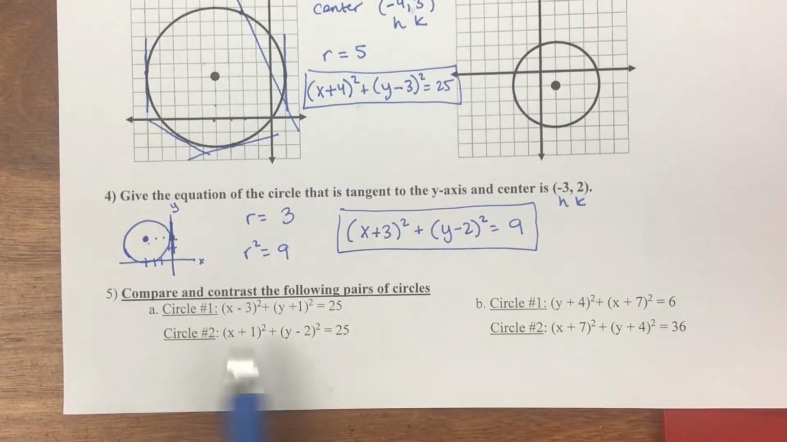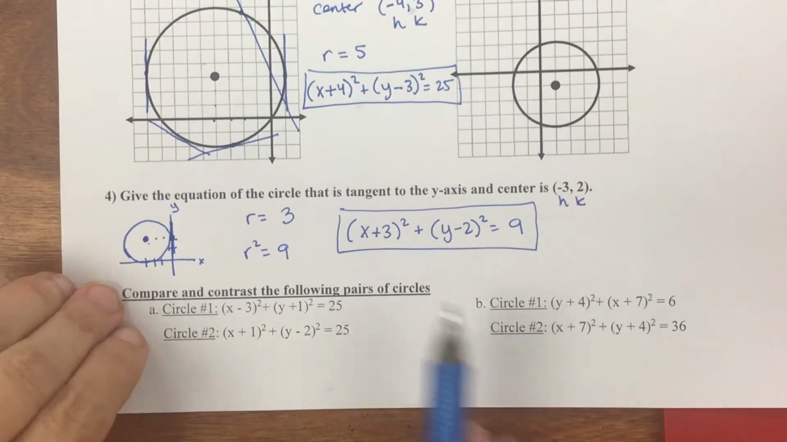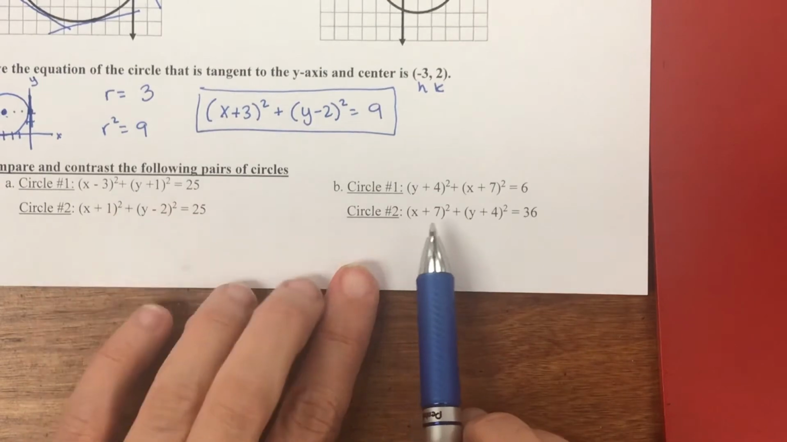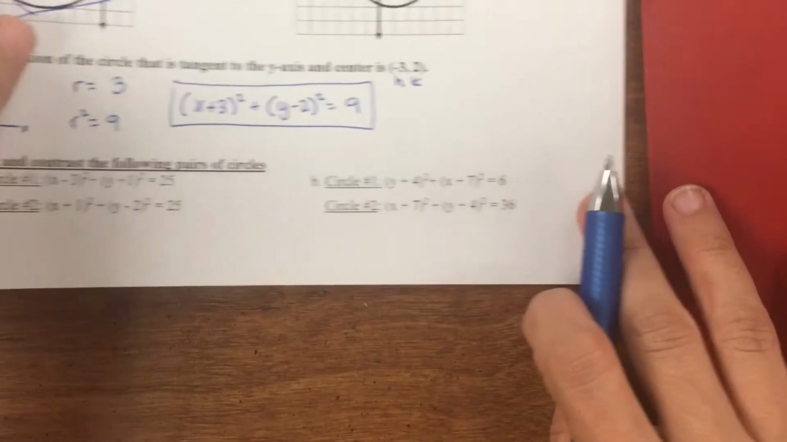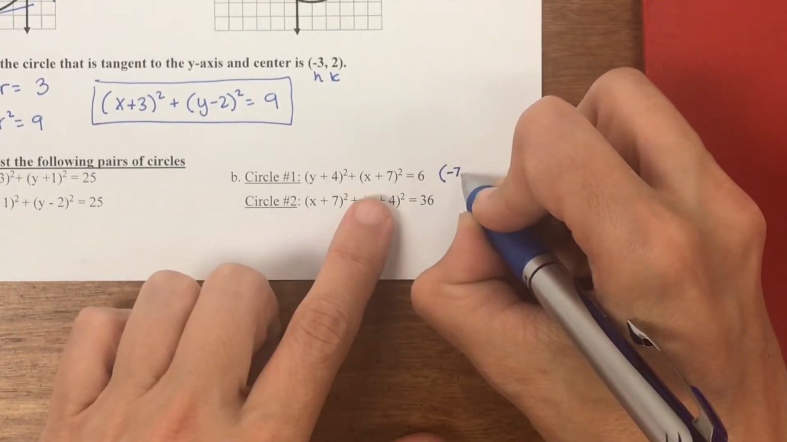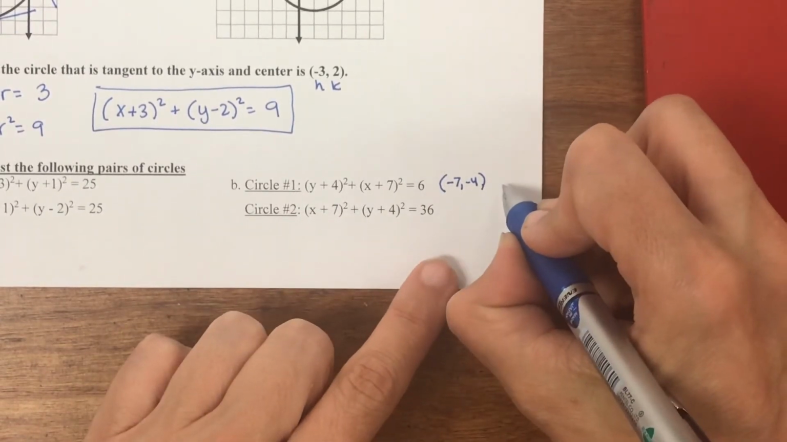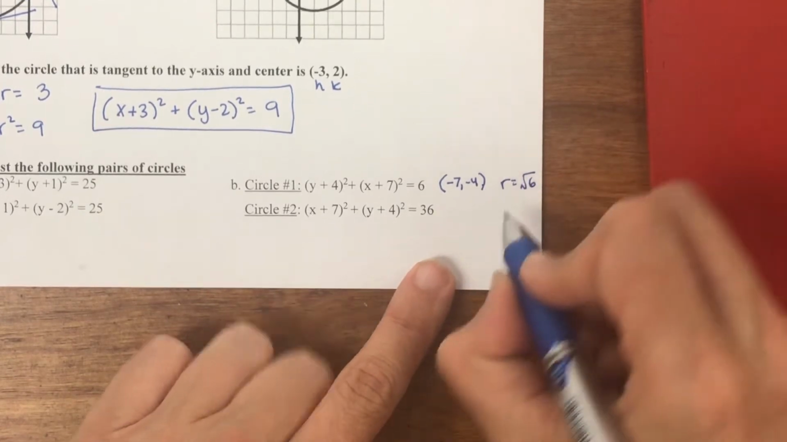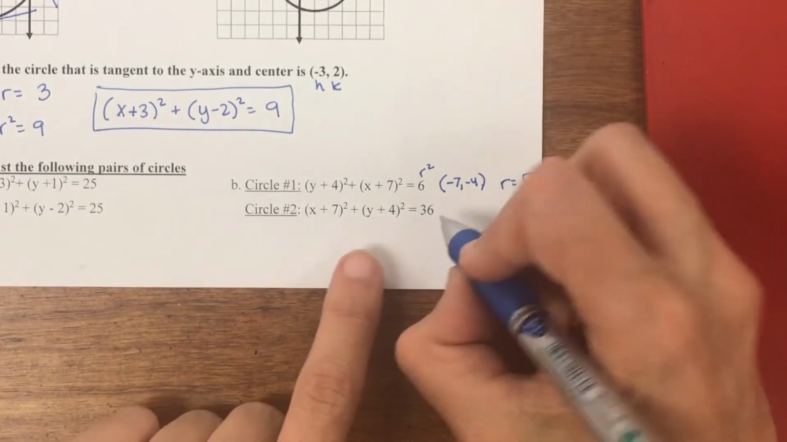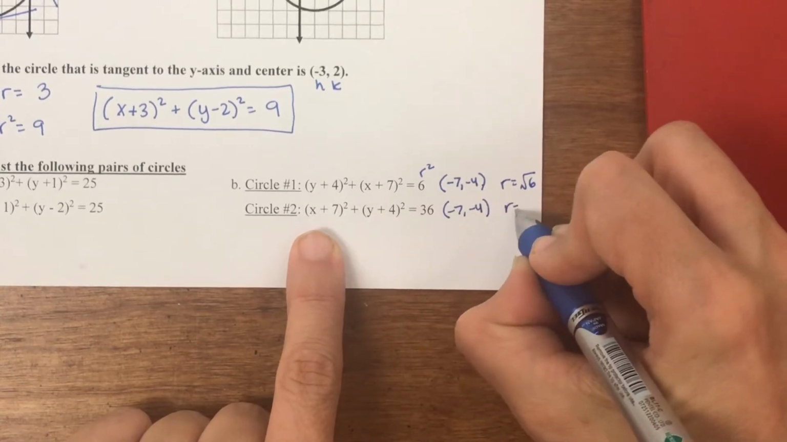All right, number 5 is asking us to compare circles 1 and 2 over here. Let's do part B together. In part B, what do we know? Let's write down some important information. I know the center of this circle is -7, -4. Again, be careful because they switch the x and y's on us. And my radius would be the square root of 6, because that's r squared, this is r squared. And my center here is -7, -4, and r equals the square root of 6.